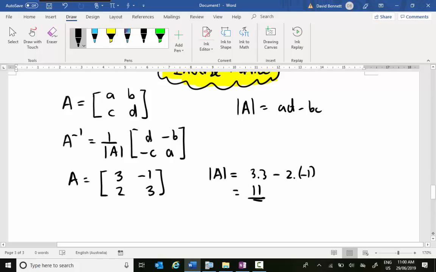So then if I want to work out my inverse matrix, I write this as simply 1 over 11.